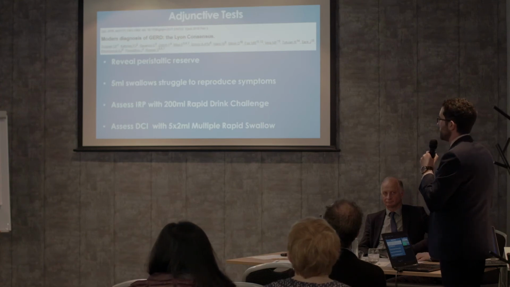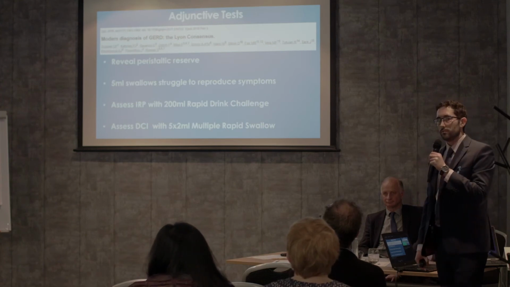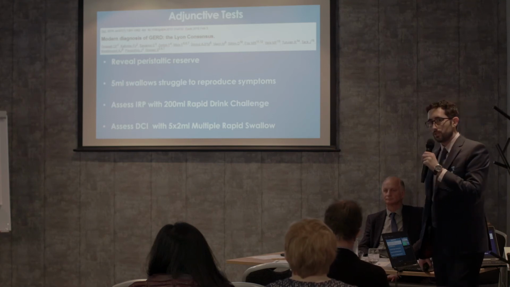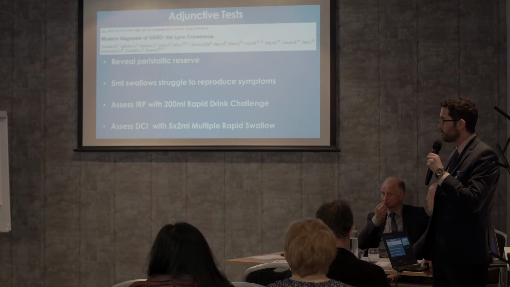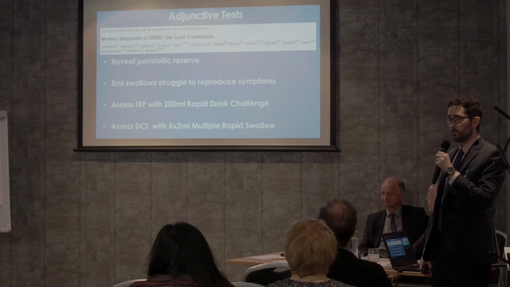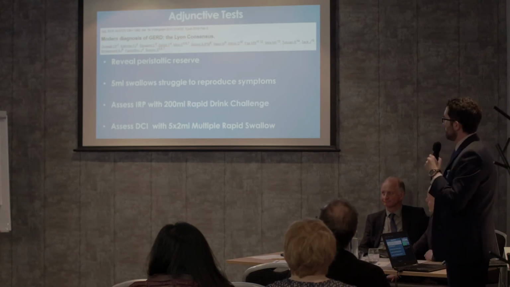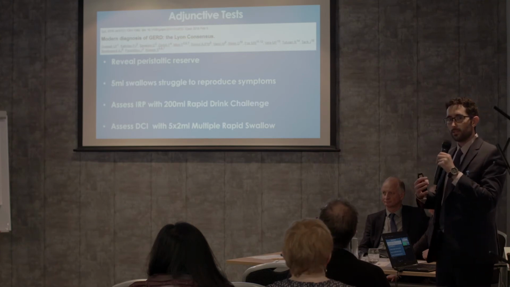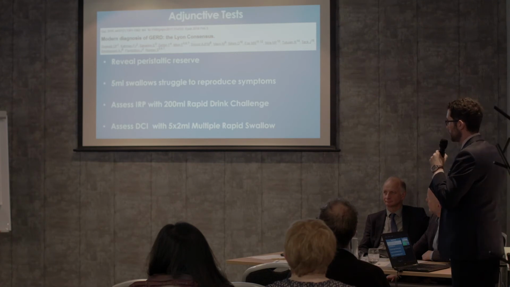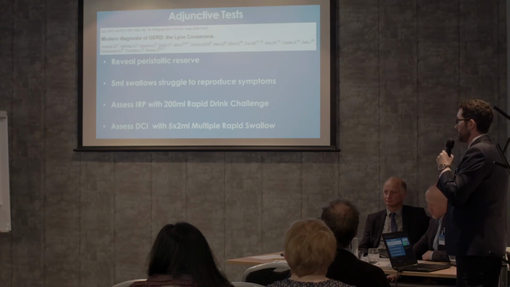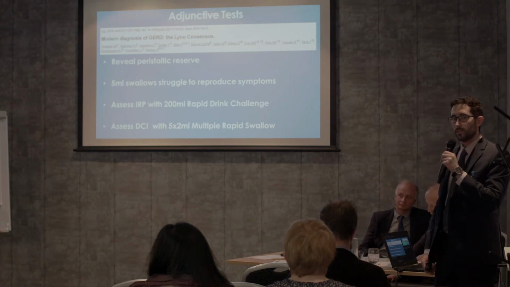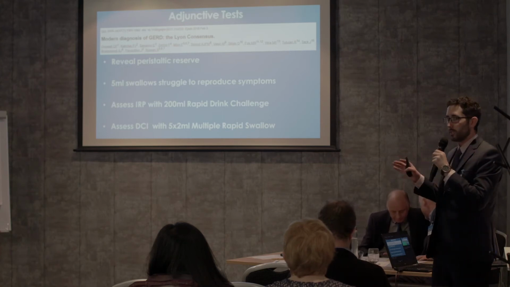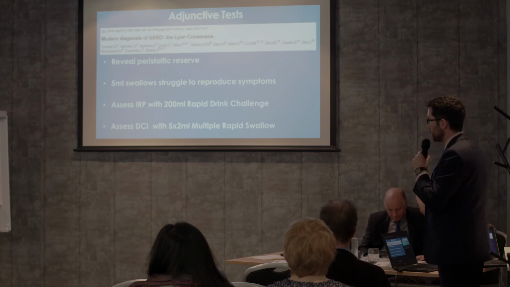But probably the best way you're going to do this is if you can use the adjunctive tests. This is going to reveal the peristaltic reserve and prove that the motility is normal. And it's also the best way to reproduce symptoms in the patients. If you're doing the 200 ml rapid drink challenge, you're going to further assess IRP to see how the OGJ is relaxing. And if you're using the multiple rapid swallow, you can further assess peristaltic reserve. There's a good review of the water-based adjunctive tests in the Lyon consensus there.